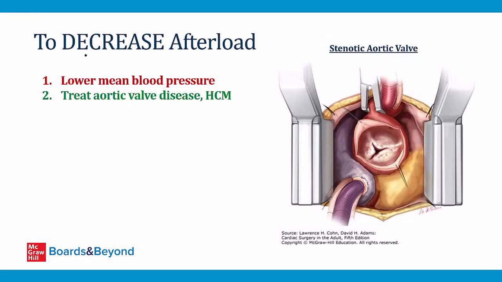And then the ways we decrease afterload in patients are the opposite of what I showed you on the last slide. So when you lower a patient's mean blood pressure, you are reducing the afterload on the heart and making it easier for the heart to do its job. You also decrease afterload when you treat aortic valve disease, for example, when patients have aortic valve replacement surgery for a stenotic aortic valve, or if you treat obstruction in hypertrophic cardiomyopathy. All of these things will decrease the afterload and reduce the work that the heart has to do.